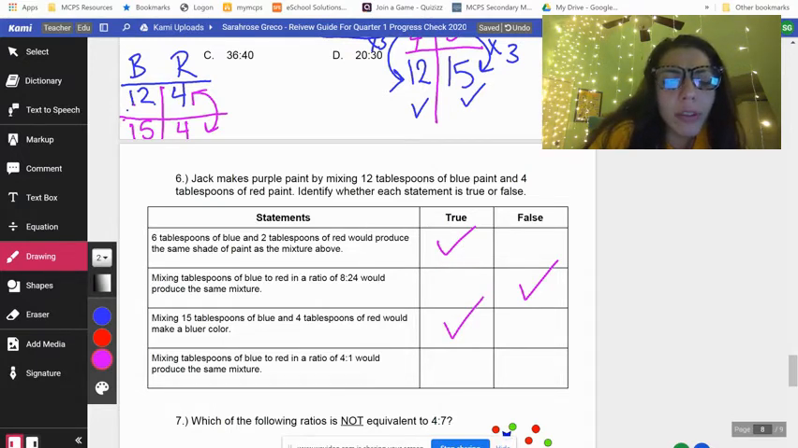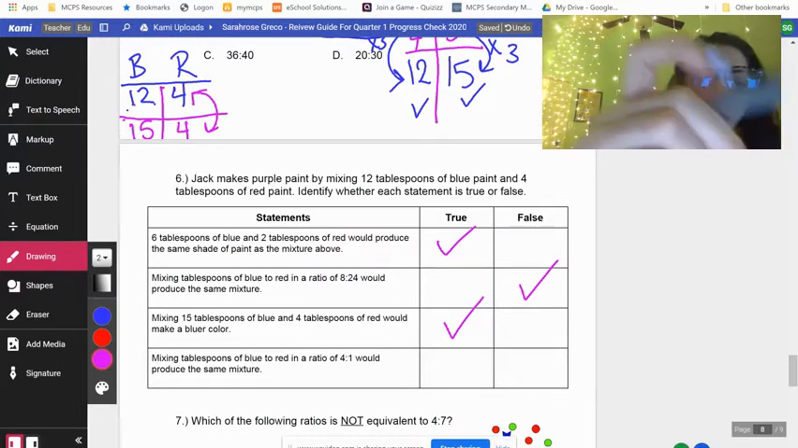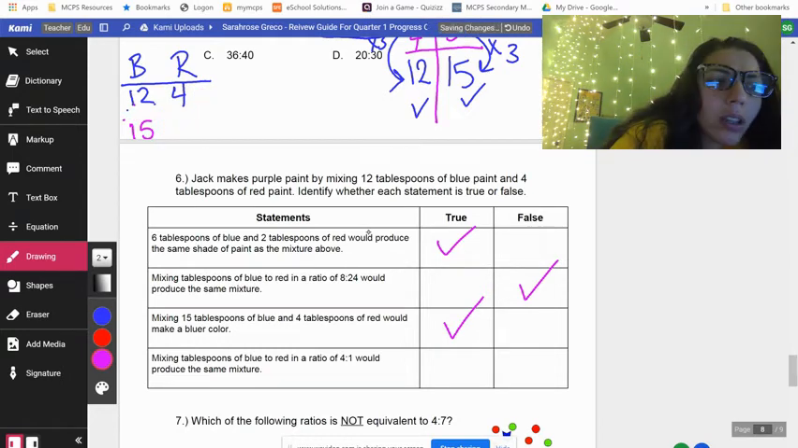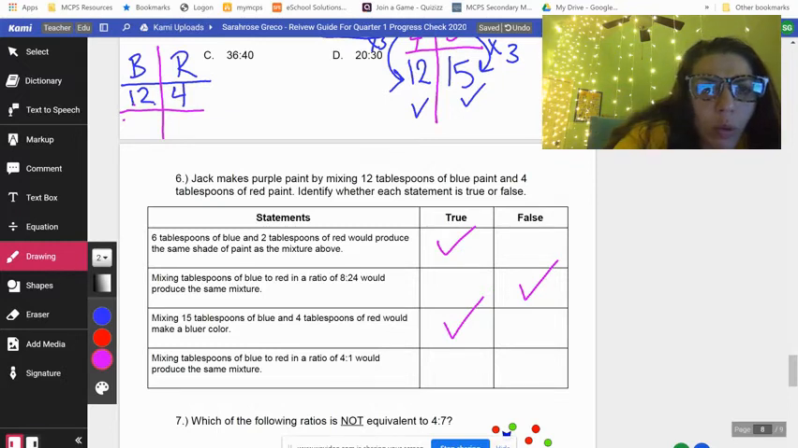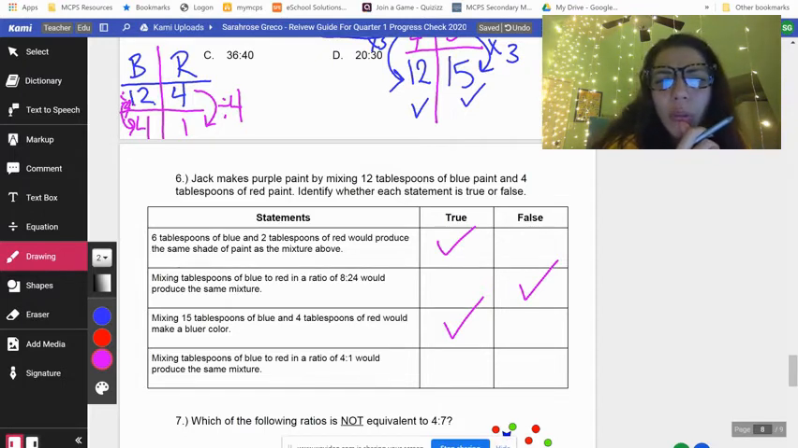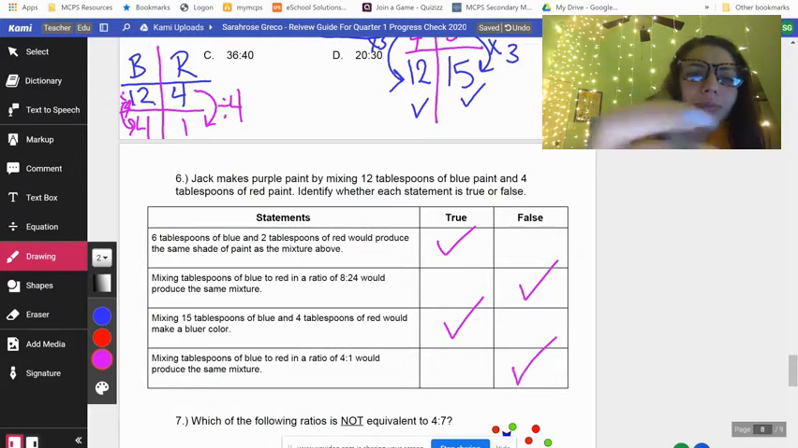Last one, mixing tablespoons of blue to red in a ratio of 4 to 1 would produce the same mixture. Let's keep the original. And they say blue to red, 4 to 1. What would I have to divide 4 by to get 1? I would have to do 4 divided by 4 to get 1. Is 12 divided by 4 equal to 4? No, it would have to be 3. So that statement is false.